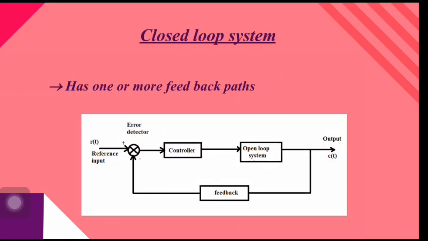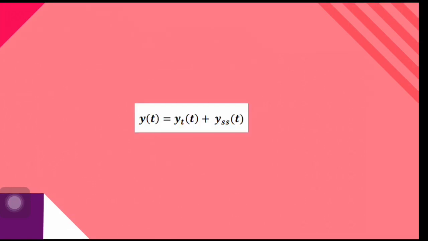Moving on to time domain analysis of systems. The time response of a system can be decomposed into transient response and steady state response. Therefore, the total response y of t can be expressed as y of t is equal to yt of t plus yss of t, where y of t is the total response of the system, yt of t represents the transient response, and yss of t represents the steady state response.